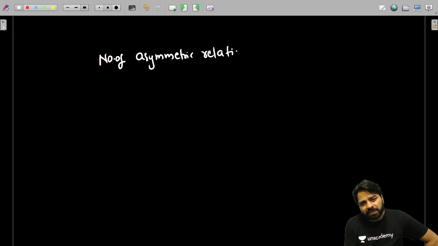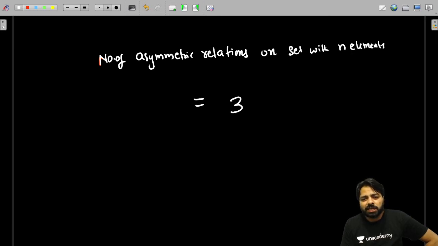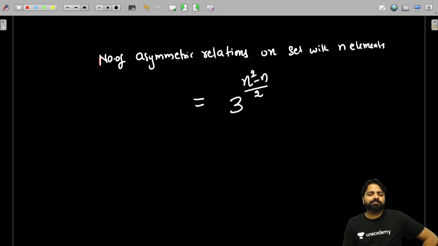So, the number of asymmetric relations on a set with n elements will be 3 power (n square minus n) by 2. And yes, correct, Arnab.